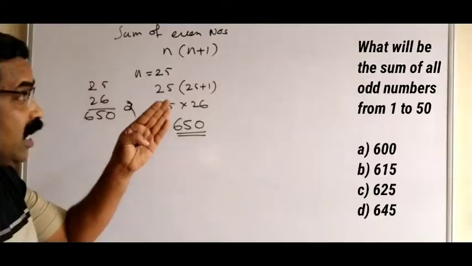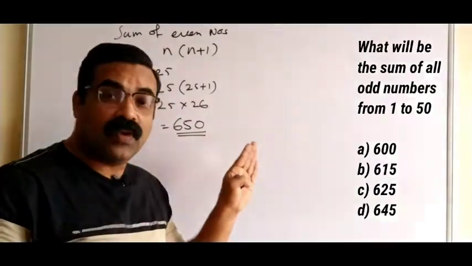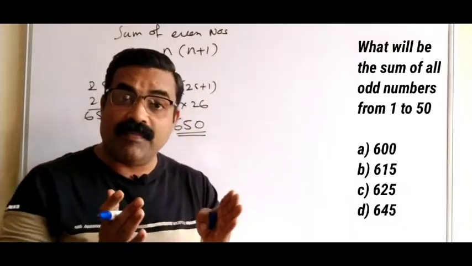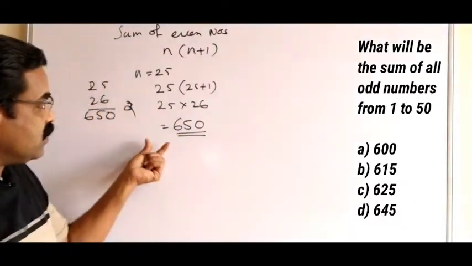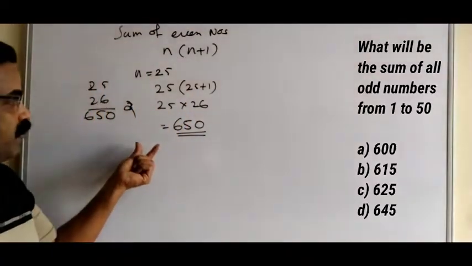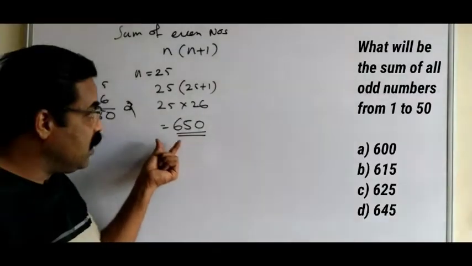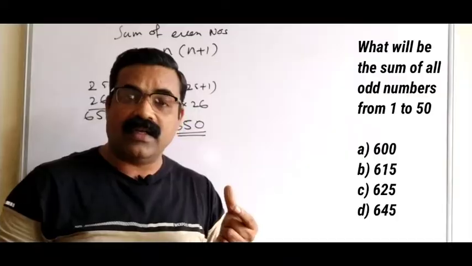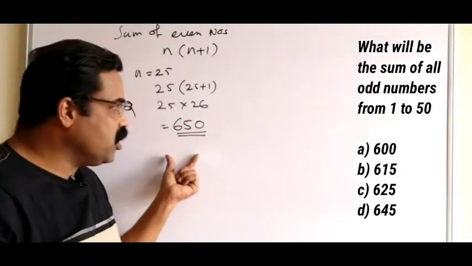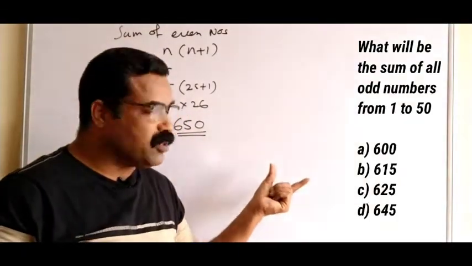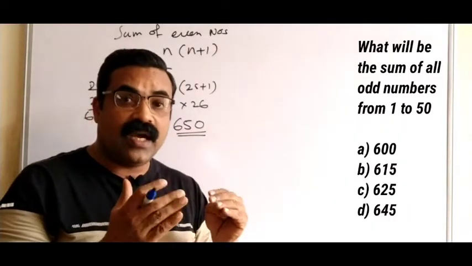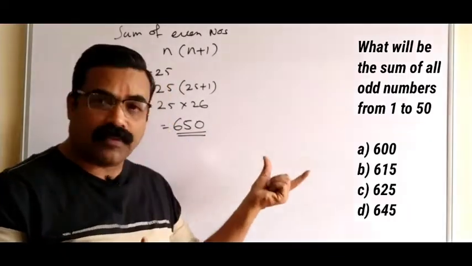If you find the same question, and instead of odd numbers, if you find the sum of even numbers, we get the answer 650. But this option is not there in the given options because the question is different. The question asks about the odd numbers. So we got the correct option.